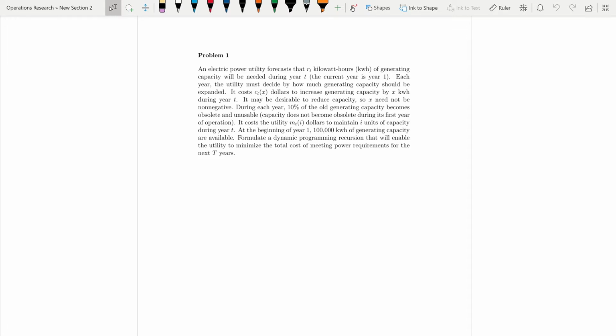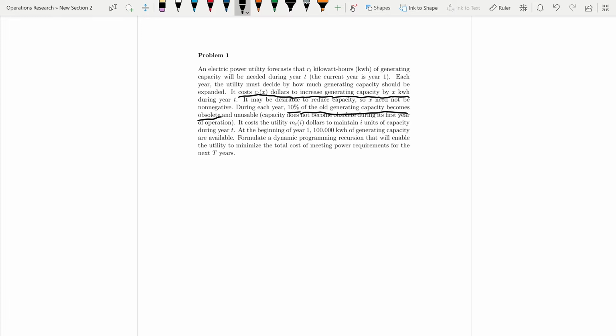Each year, the utility must decide how much generating capacity should be expanded. It costs C sub t of x dollars to increase generating capacity by x kilowatt hours during year t. It may be desirable to reduce capacity, so x need not be non-negative, meaning that it can be negative. During each year, 10% of the old generating capacity becomes obsolete. Underline that. 10% becomes obsolete and unusable. Capacity does not become obsolete during the first year of operation.